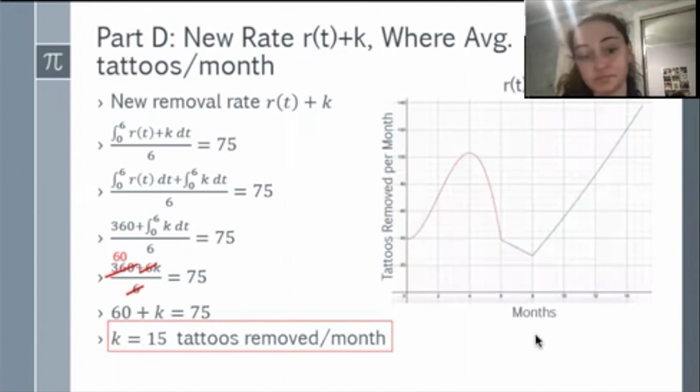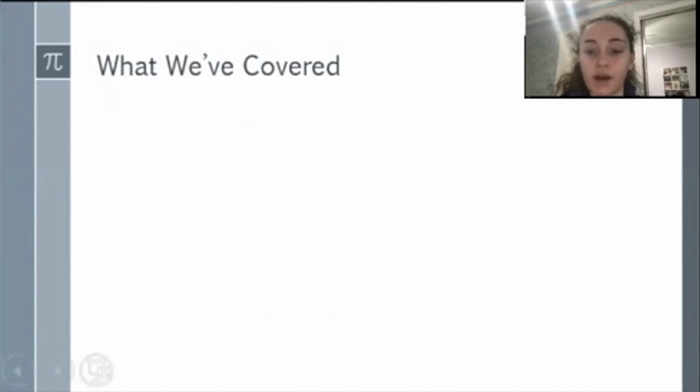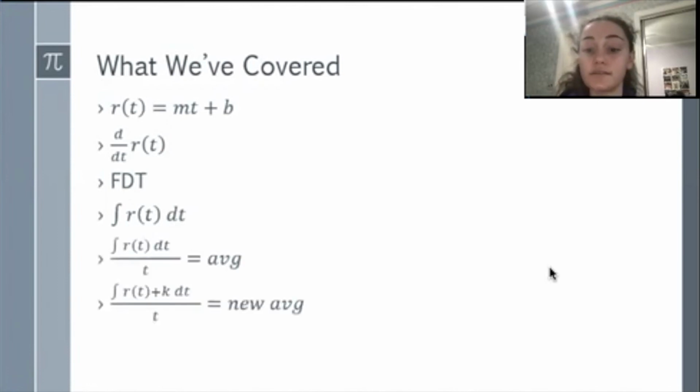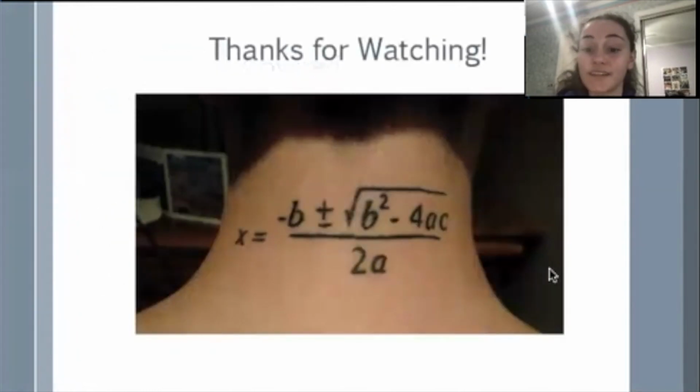And R of T plus K is R of T plus 15. So now what we've covered: calculating the slope of a line from 2 points, derivatives of a piecewise function, the first derivative test, integrals of a piecewise function, averages, and calculating the value of a constant based on how it affects the average. All from the lens of a tattoo removal shop.